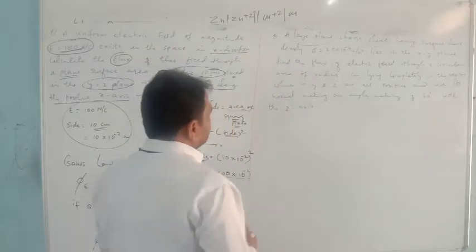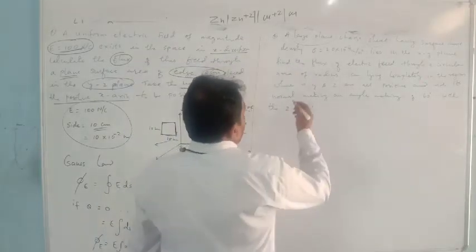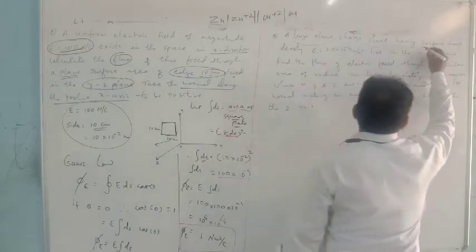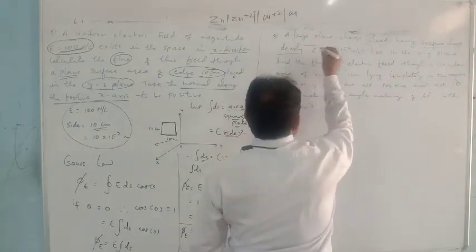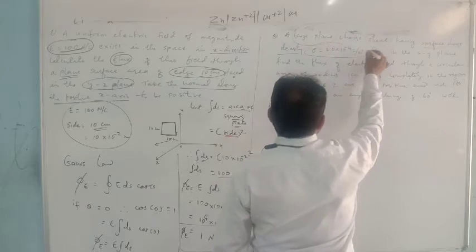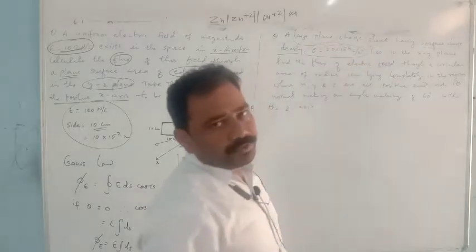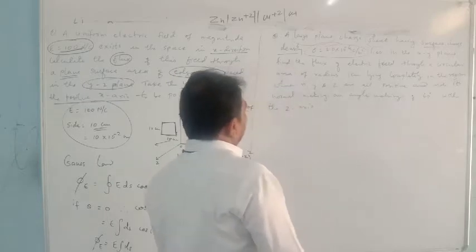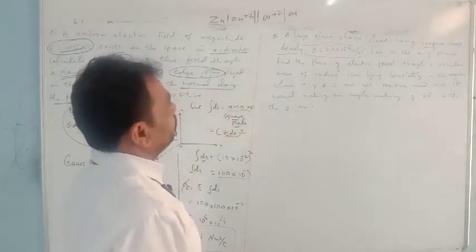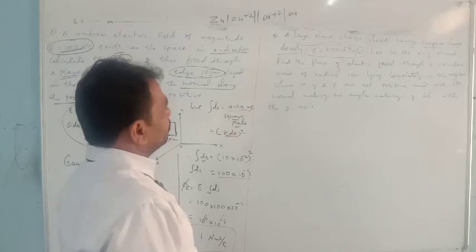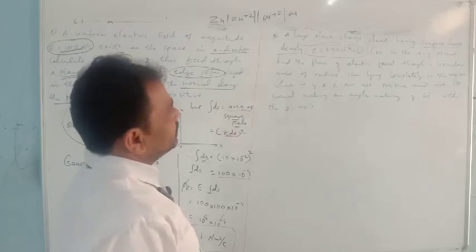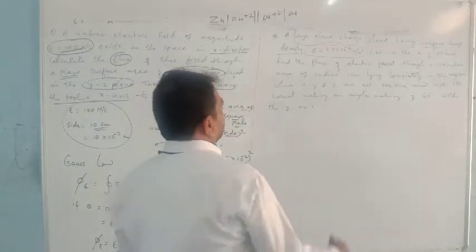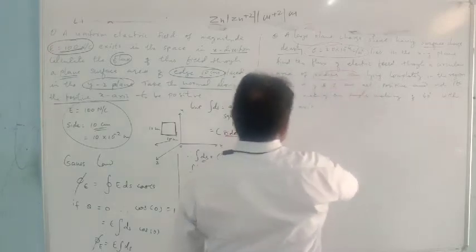So see here, consider the surface charge density. Surface charge density is represented by sigma, and the value of sigma is given, that is 2 into 10 to the power minus 6, lies in the xy plane. Find the flux of electric field through a circular area of radius 1 centimeter lying completely. So radius is given, it is 1 centimeter.